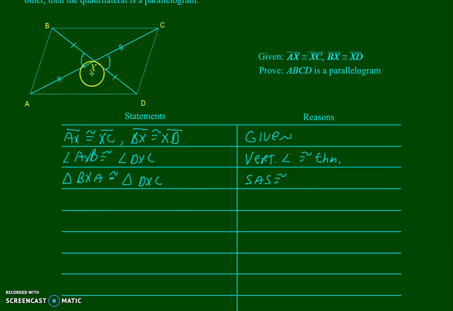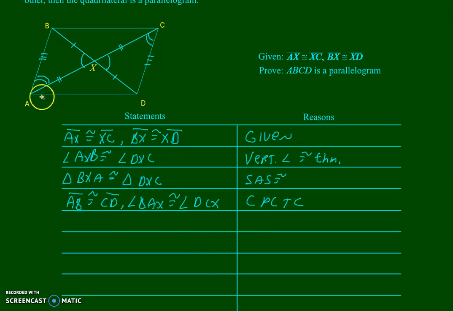And then, since we know that these two triangles are congruent, we know this side is congruent to this, so AB is congruent to CD, and we know that this angle is congruent to this angle, and by the same reason. So it's all CPCTC. So we know that angle BAX is congruent to angle DCX, and this is CPCTC. Corresponding parts of congruent triangles are congruent.